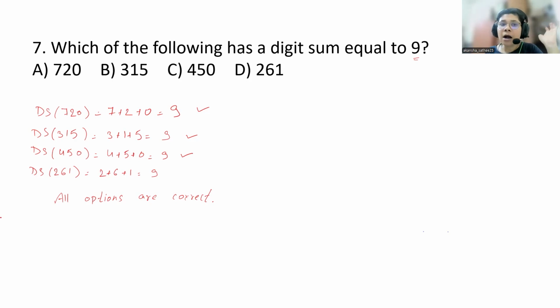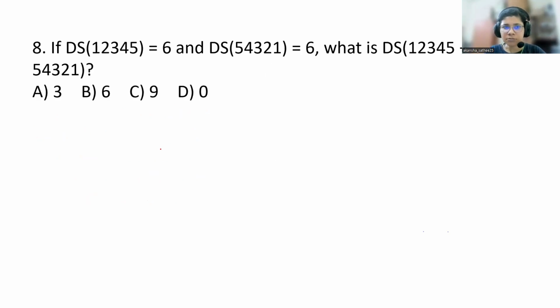So if somebody asks you which of the following has digit sum equal to 9, you just have to add the digits and keep on adding, and all of these will give you 9. All those will have digit sum equal to 9. So all options are correct. Next problem. If digit sum of 12345 is equal to 6, and digit sum of 54321 is 6, what would be the digit sum of 12345 plus 54321?